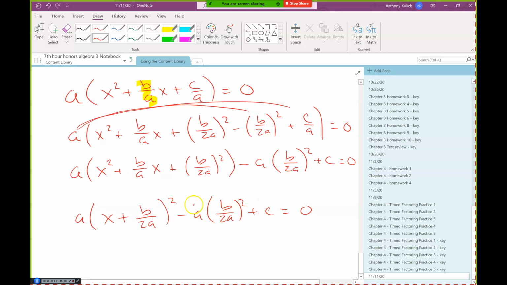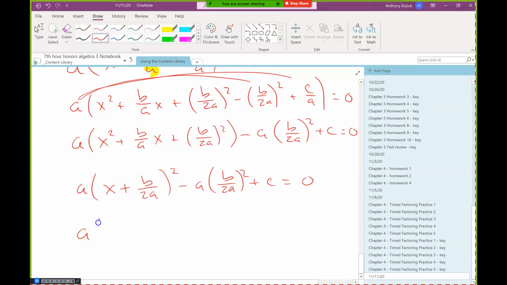Let's go ahead and multiply some of this stuff out and make some common denominators and start doing the reverse order of operations. So b over 2a squared is just b squared over 2a squared. 2a times 2a is 4a squared. So when I multiply these together, I'm going to have an a cancel from the numerator and an a cancel from the denominator. So to make a common denominator with c, I need to multiply the top and bottom of that by 4a.